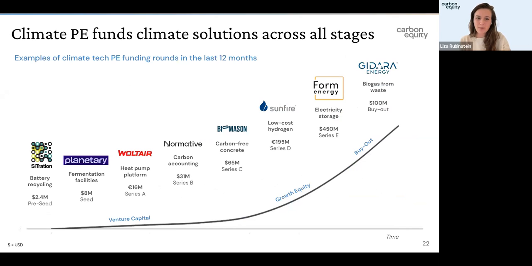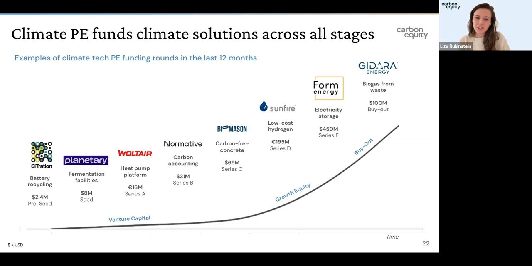We see investments in climate tech across the entire kind of maturity chain that Wiebe just explained. So we start with pre-seed investments, low pre-seed investments. Again, all of these examples are from the carbon equity portfolio. Citration is a battery recycling company, making sure that all the metals that we've used once, we use again, so we don't have to dig up new stuff.